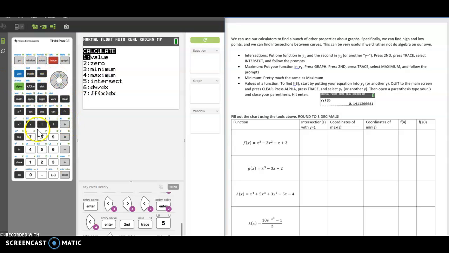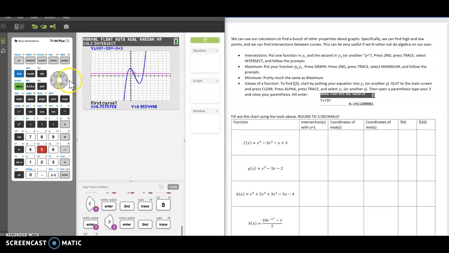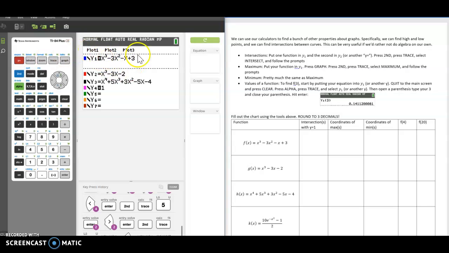And the last one, same thing. Second trace, intersect. First curve, y1, we're good. Second curve, y4, we're good. Come over here, get it close to that intersection. Bam, 3.115. In order to do these next two, we're going to do the same process, but I'm going to come into my y equals screen, turn that one off, and turn this one on, and you should be good to go.